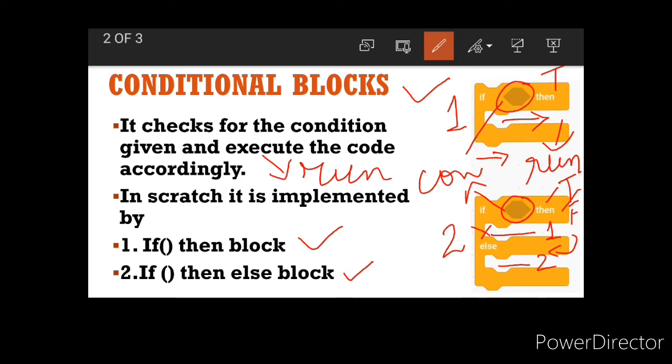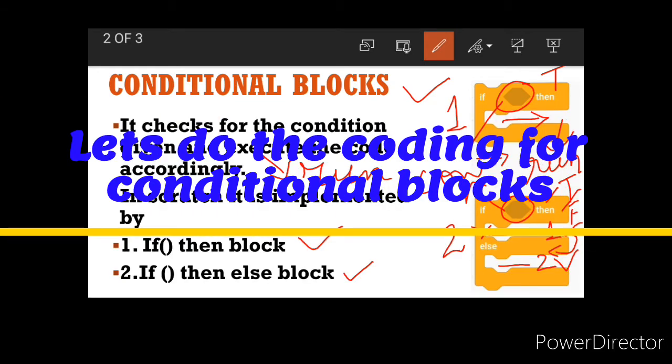I'll repeat, if the condition is true, the code written inside space 1 will be executed. But if the condition is false, it will skip the first part, the code written inside space 1. It will jump to the else part, and the code written inside space 2 will be executed if the condition turns out to be false. So let us try and understand with an example.